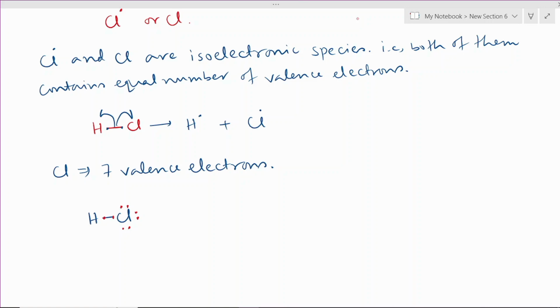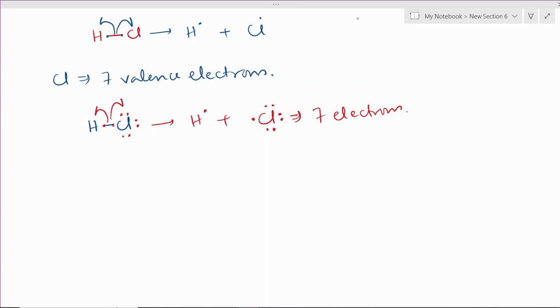This is the electron of hydrogen. And if homolytic fission takes place, this hydrogen radical forms, and these electrons are retained by chlorine, and this remains the same. So, if we count the electrons of chlorine, then it will be 1, 2, 3, 4, 5, 6 and 7. So, here also it contains 7 electrons. So, Cl dot and Cl are nothing but the same species. Similarly, H and H dot are the same species, because hydrogen contains one electron, and if homolytic fission takes place, this electron is taken away by hydrogen. So, this is equivalent to the hydrogen atom.